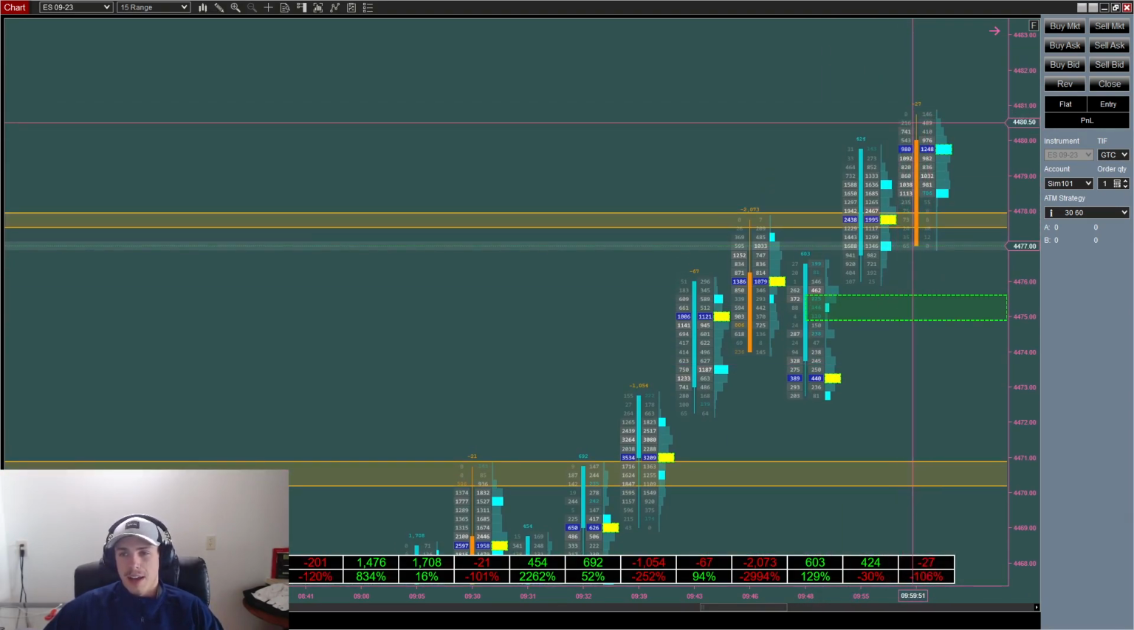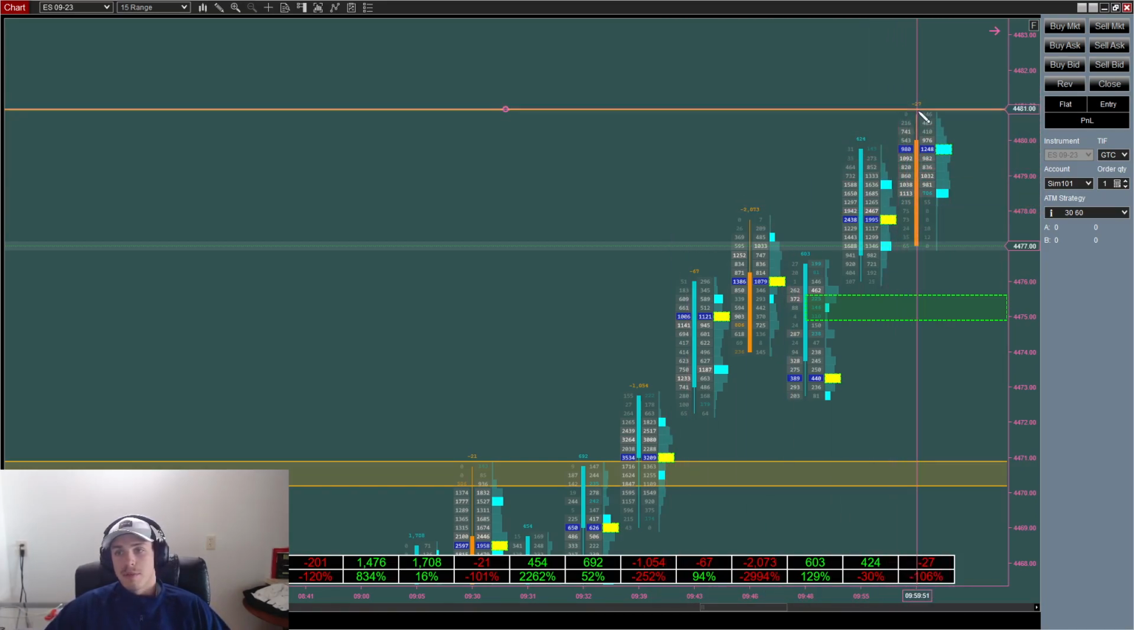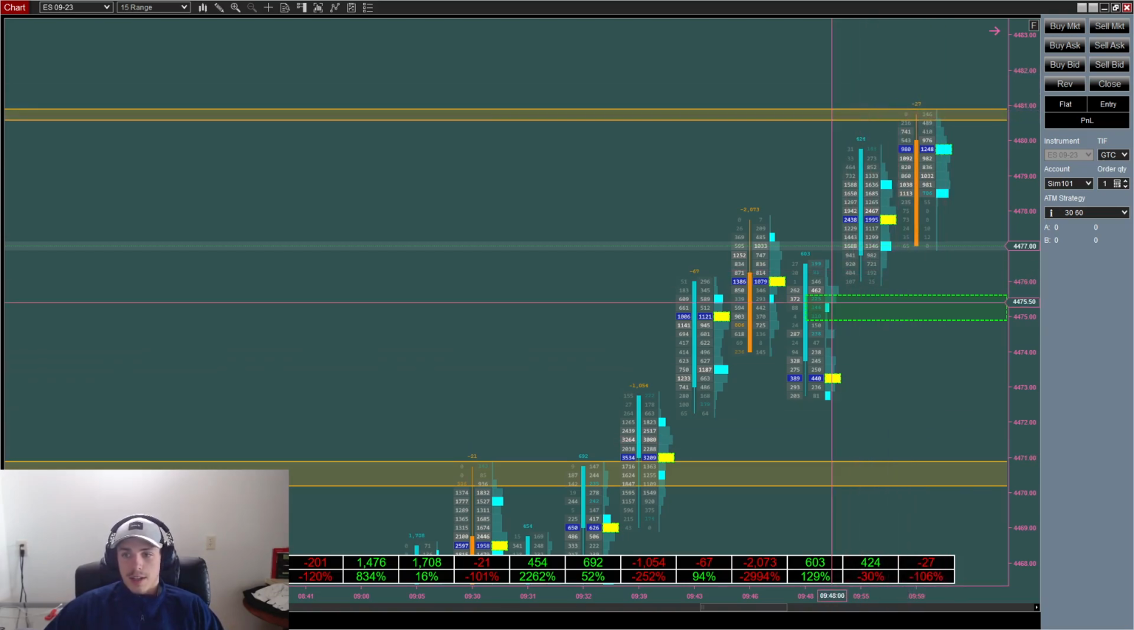Now we have absorption at the highs. Delta's starting to taper off, starting to move towards negative delta. Now we have absorption up here, and it's 10 o'clock, so at this point on this candle, you might want to disarm right here.